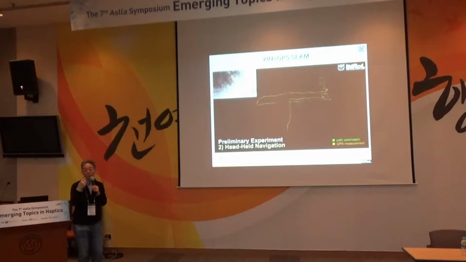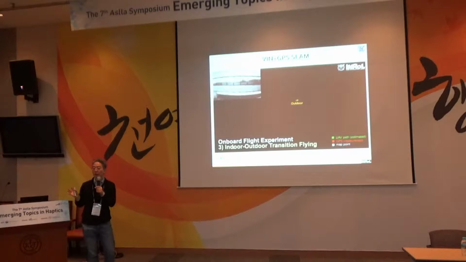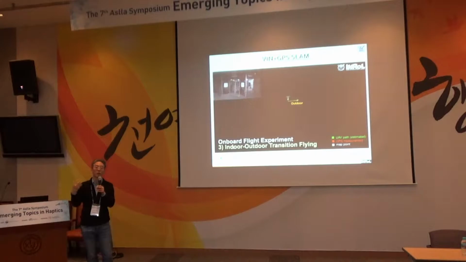Then we use this IMU because it has this accelerometer. Combining this, that is called VIN SLAM. But we also incorporate this GPS. And now this allows us to have a capability which is not generally obtained by other groups. That is actually indoor-outdoor seamless transition.